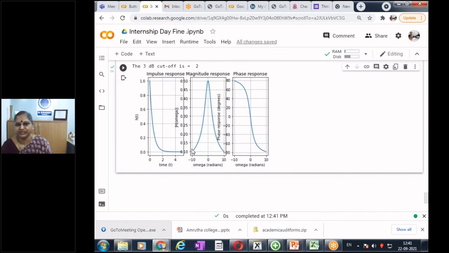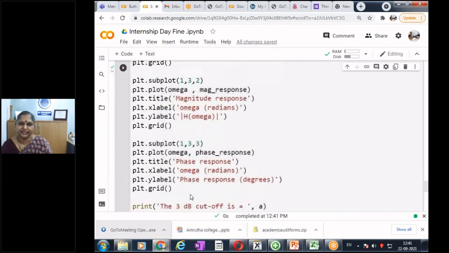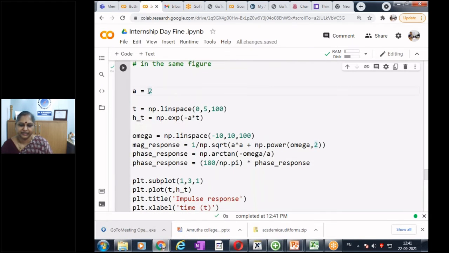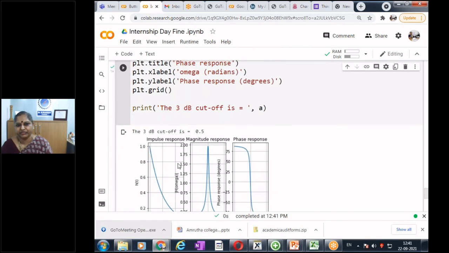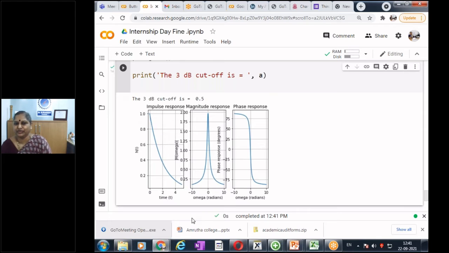See, this is my impulse response. This is my magnitude response, the phase response. Let us change the value of A. A is say 0.5, and let us see what happens. So now my 3 dB cutoff is 0.5, and the impulse response decays very slowly. It has become slow in the time domain, but it got compressed in the frequency domain. And this is my phase response.